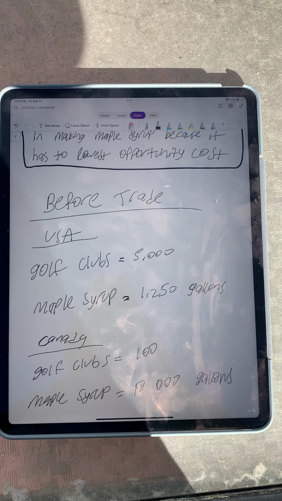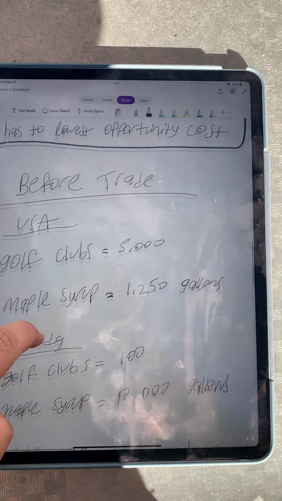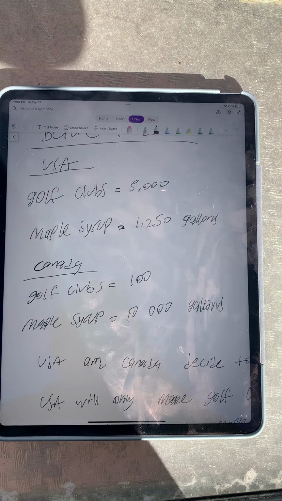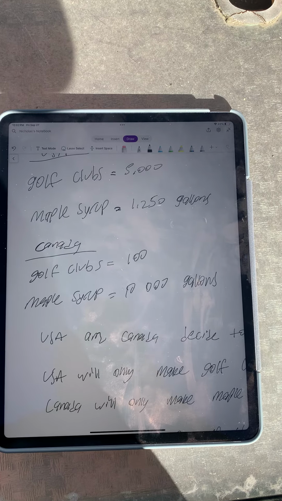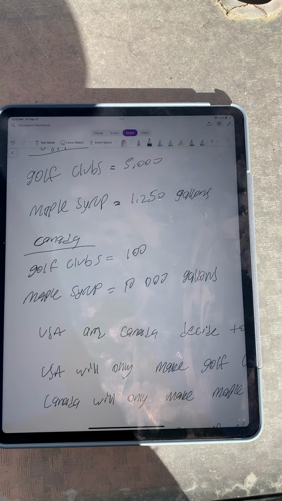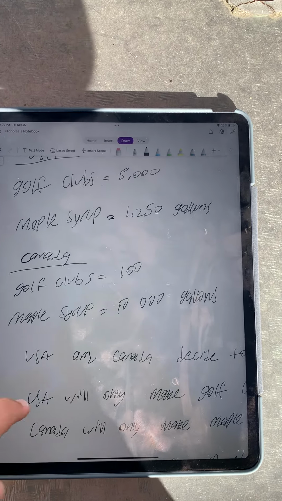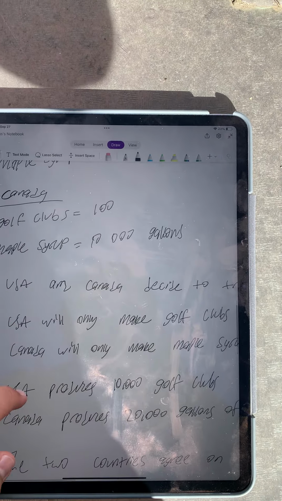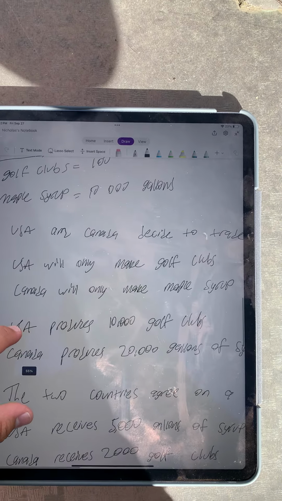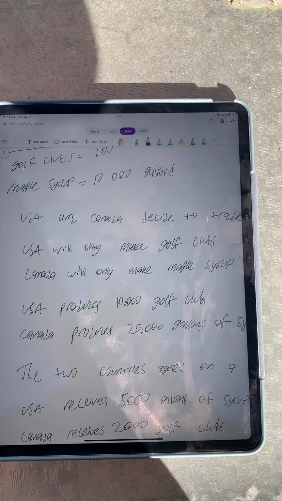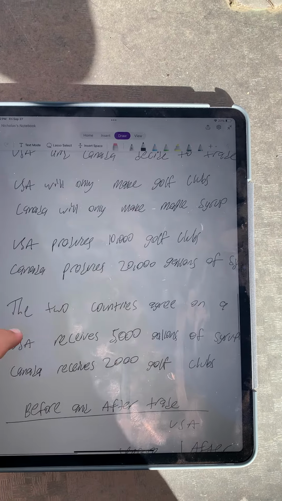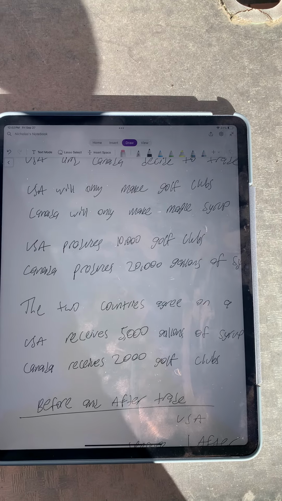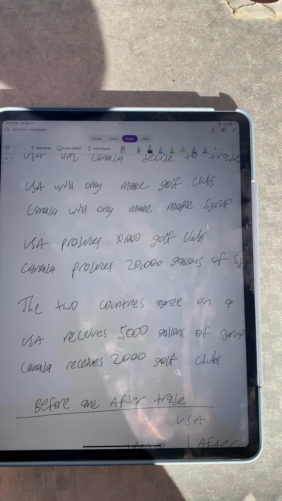Before trade, the US has 5,000 golf clubs and 1,250 gallons of syrup. Meanwhile, in Canada, they decide to produce 100 golf clubs and 10,000 gallons of syrup. Now, the US and Canada decide to trade, where the US will only make golf clubs and Canada will only make maple syrup. So the US will produce 10,000 golf clubs and Canada will produce 20,000 gallons of syrup.